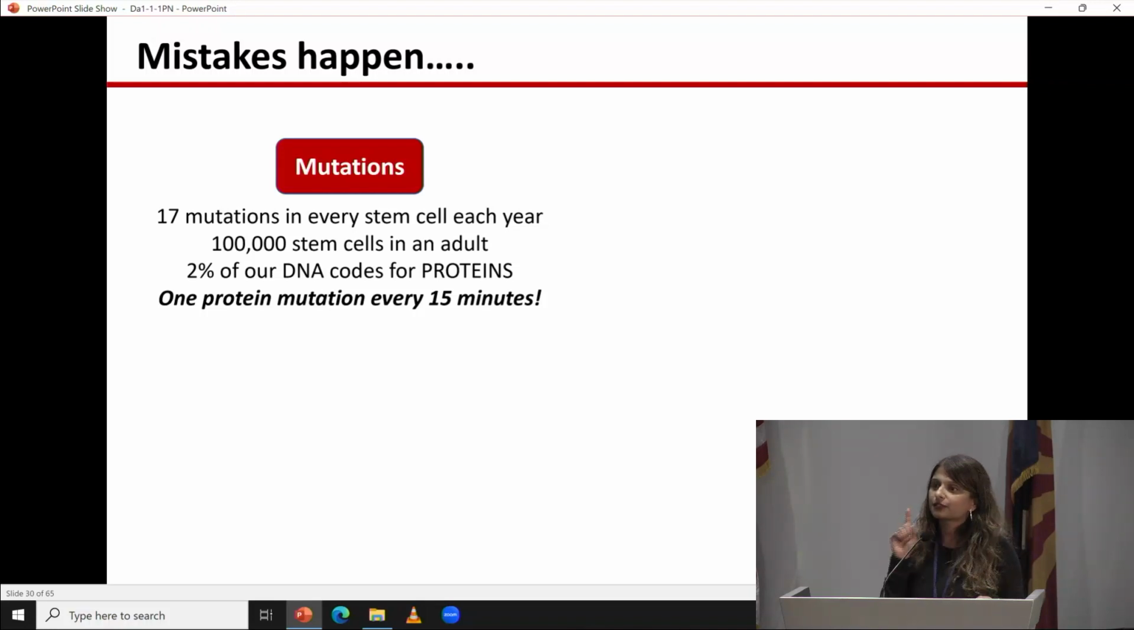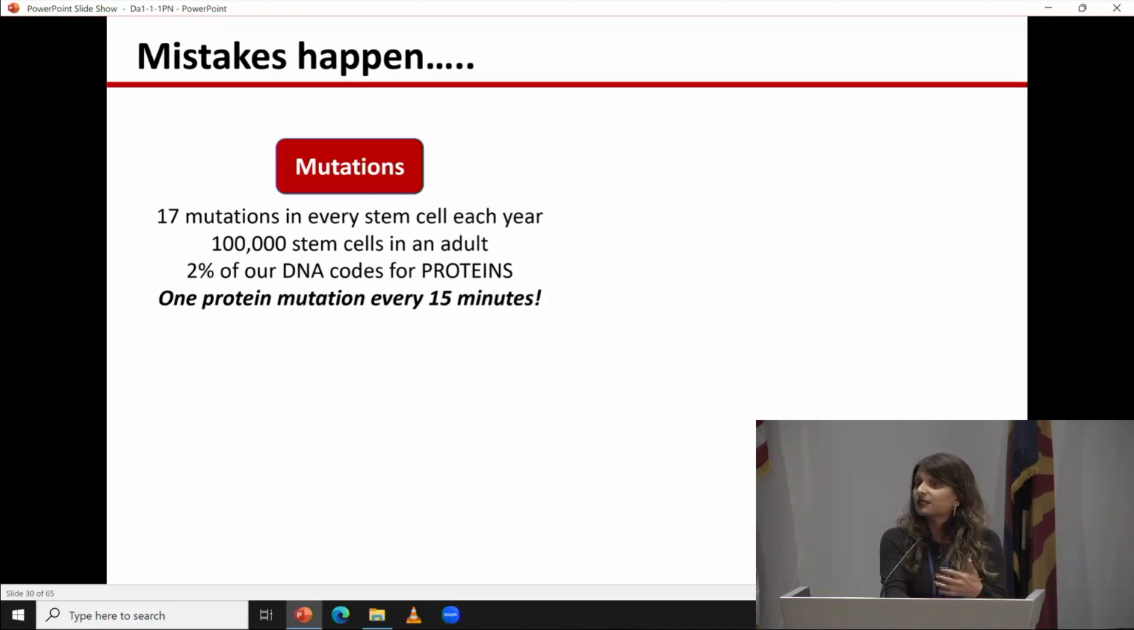I said to you earlier, 2% of our DNA is important and codes for proteins. So if we do the maths, 100,000 times, let's say 20 mutations a year to make the maths easier, that's 2 million mutations per year that we're acquiring. 2% of that is 20,000 mutations per year in important bits of our DNA. That's one mutation every 15 minutes. So I hope my talk is going to be worth the 2 mutations that we all will have acquired by the end of the talk.